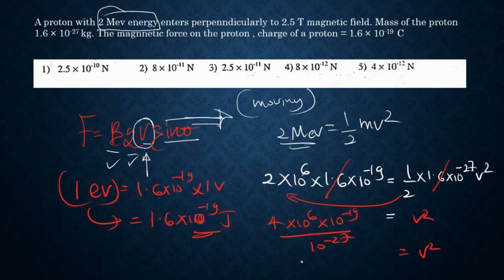So 4 we can keep here, and 10 to the power minus 27 goes up, then 10 to the power 8, right? 6 plus 8, 14. Let's see whether it's correct. 27 goes up, that is plus 27, minus 19, 8, yes, 14. So let's take the root value of this. So we are getting V equals, yes, 2 into 10 to the power 7. Now we have the velocity. What we need to do is apply it over there.